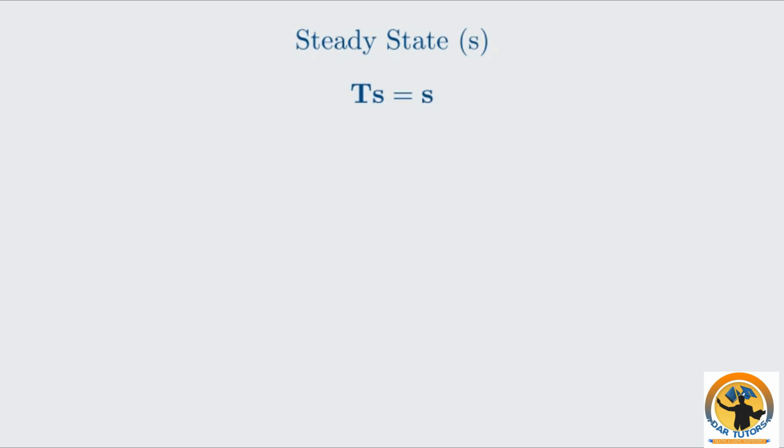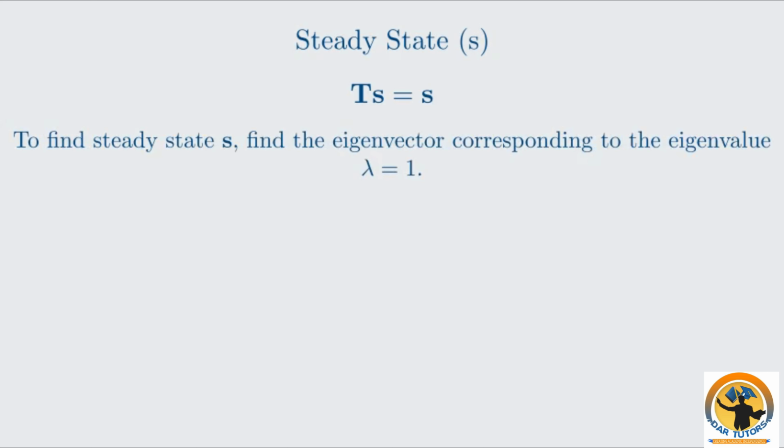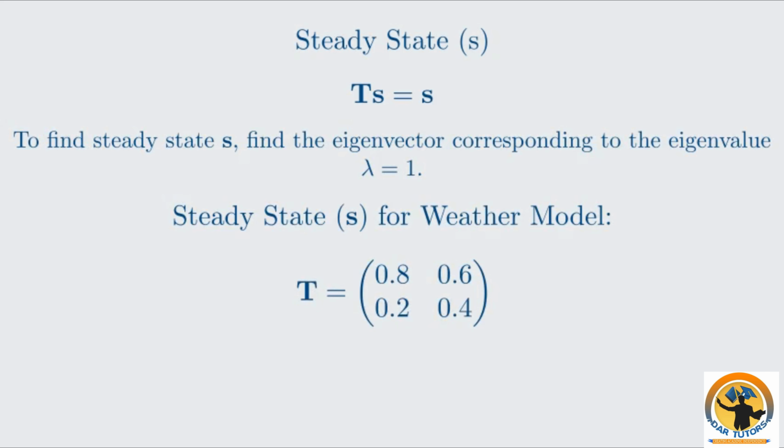vector S back. This equation, T times S equals S, should look familiar. It's the definition of an eigenvalue problem. It tells us that the steady state vector S is an eigenvector of the transition matrix T. And what is the corresponding eigenvalue? Since T times S equals 1 times S, the eigenvalue is 1. So to find the steady state S, we need to find the eigenvector of T that corresponds to the eigenvalue 1. This is a key connection between matrix algebra and probability. Finding the steady state becomes an exercise in finding eigenvalues and eigenvectors.